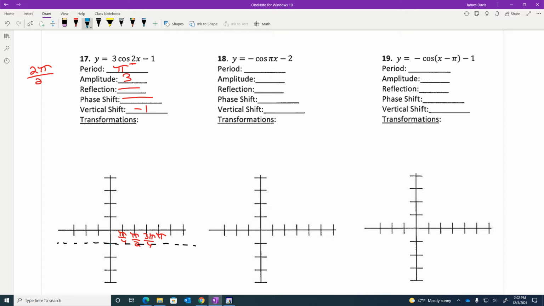So then we'll start here on the midline. Since amplitude is 3, we're going to go up 3. 1, 2, 3, and put our dot. There's no reflection, there's no phase shift, so we'll just leave it here. We're going to go up 3 from our midline. So it'll actually be at 2, but it's 3 above our midline. And then go out to pi and do the same thing, put it at 3.